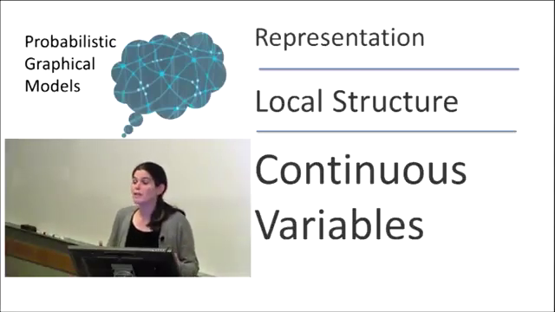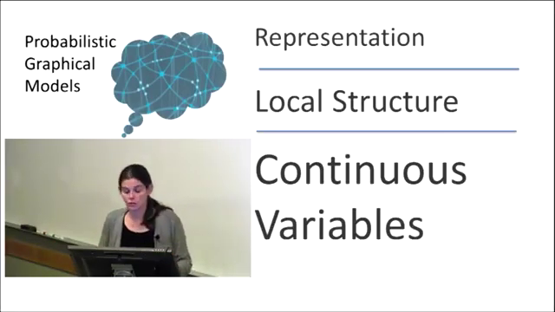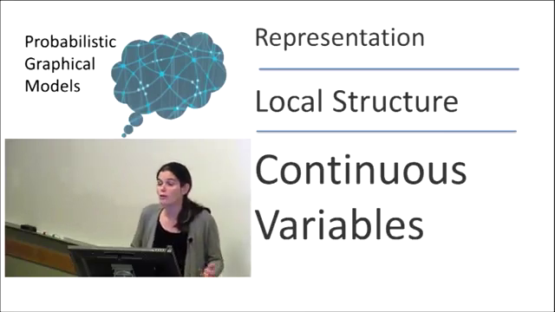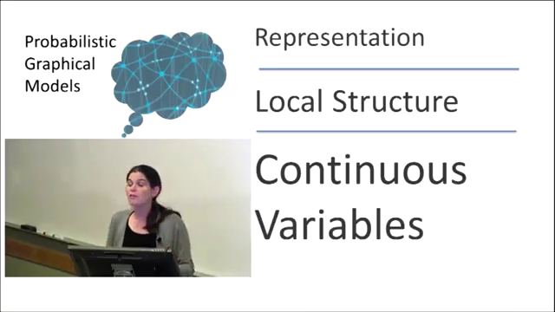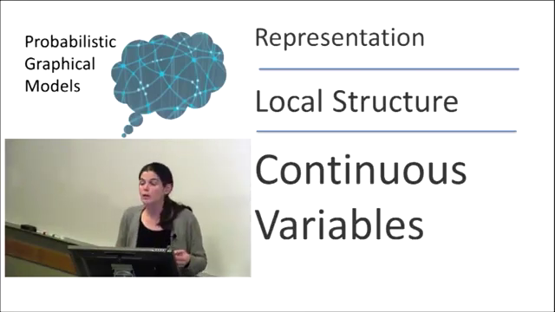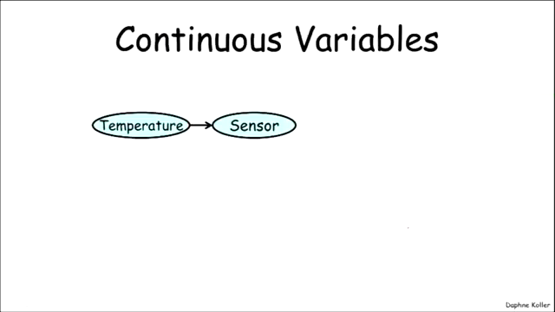CPDs that exploit additional forms of local structure, some kind of parametric form, are extremely valuable in the general context of graphical models because they allow us to provide a much sparser representation. But they're absolutely essential when we have a network that involves continuous variables because tables are simply not an option. So let's look at some examples of networks that involve continuous variables and see what kind of representations we might want to incorporate here.